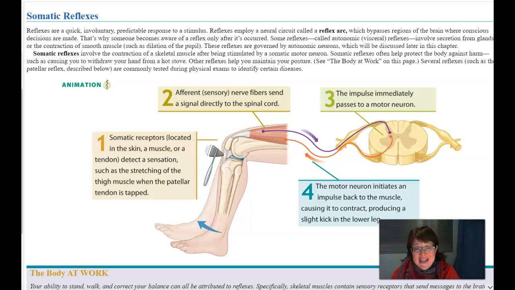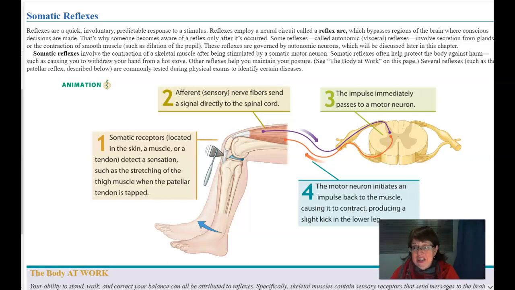So the somatic sensory is quick involuntary that come from where the somatic senses are. So that is the skeletal muscle, so skeletal muscle, joints, and bones. They are stimulated by a somatic motor neuron. So what happens is the somatic reflex is set up to prevent the body from any sort of harm. And this is done such as when you touch a hot stove, your hand withdraws quickly.